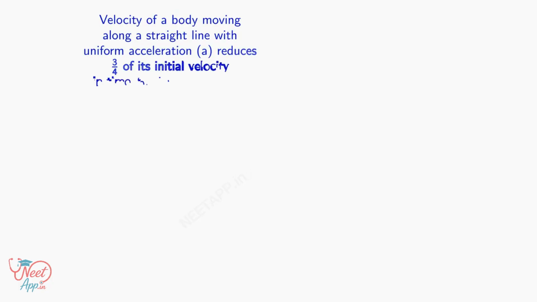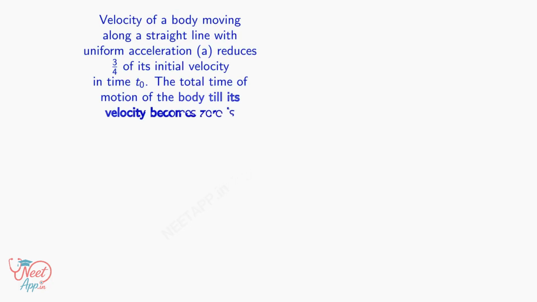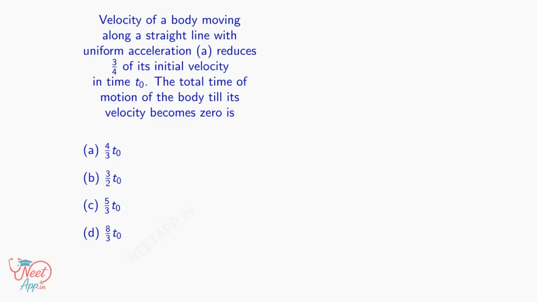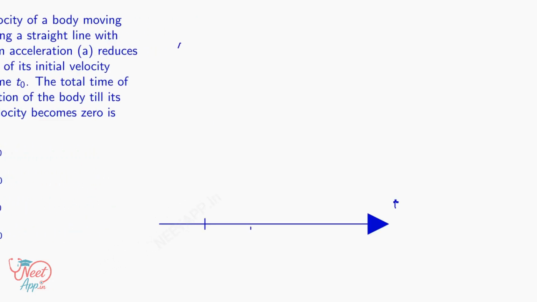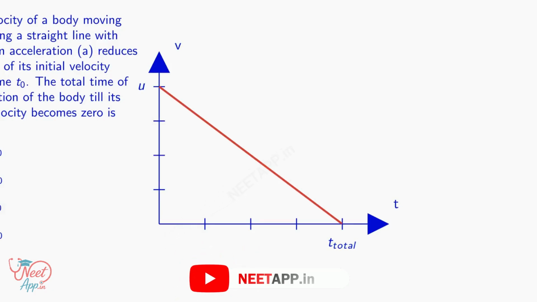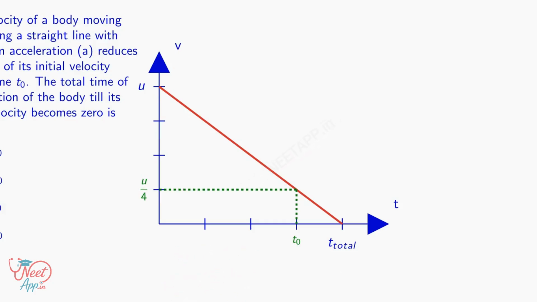A body's velocity reduces by 3/4 of its initial value in time t0. We need to find the total time until it completely stops. Instead of jumping straight into equations, let's draw a velocity time graph. The body starts at an initial velocity u and uniformly decelerates to 0. This gives us a straight line sloping downwards. The question states that in time t0, the velocity reduces by 3/4. This means it drops from u down to 1/4 of u. Let's mark this drop on our graph.